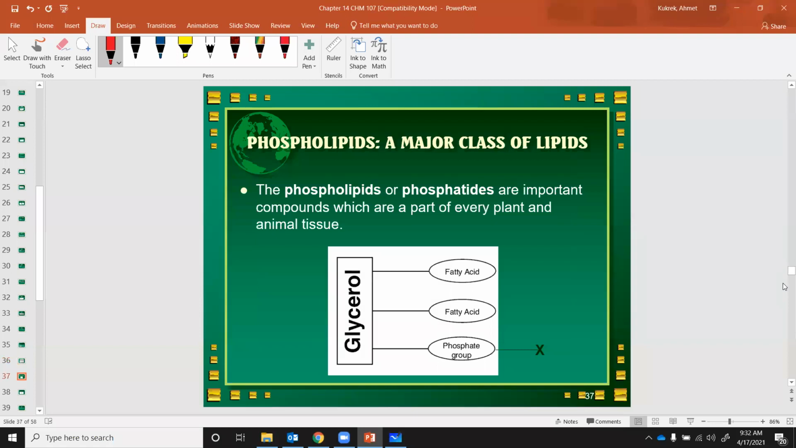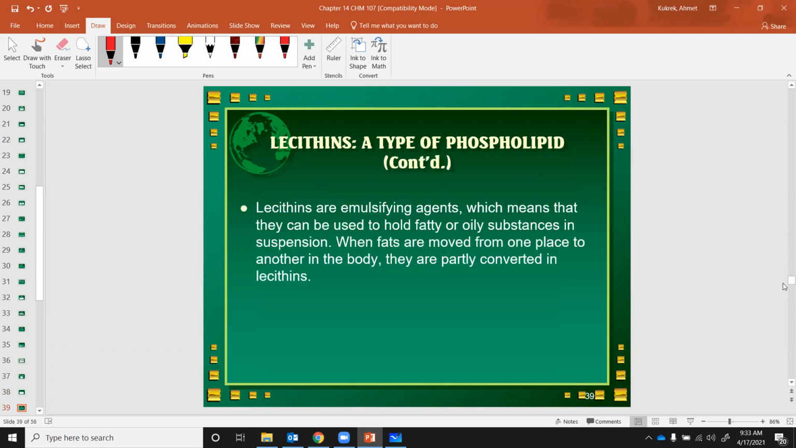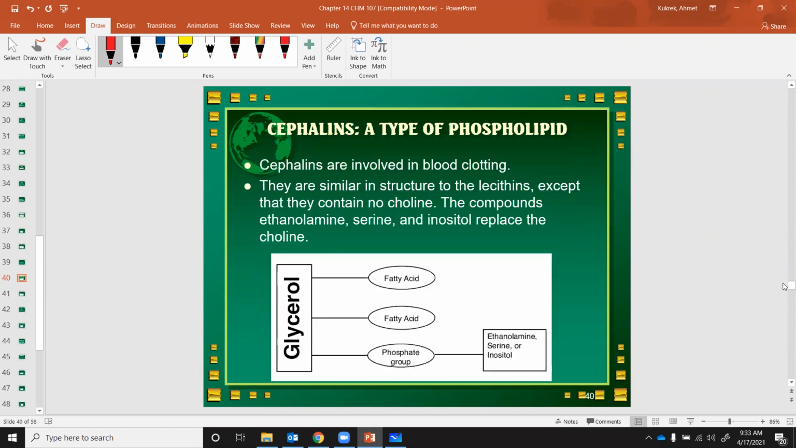And now this is phospholipids. Again, you have a phosphate group, and then you're going to have an X here. Depending on the X, you can have a lecithin, which is a nitrogen containing compound, which is a choline, and we use it as an emulsifying agent. And then if you change the choline to another molecule, either ethanolamine, serine, or inositol, then you're going to get a cephalin.